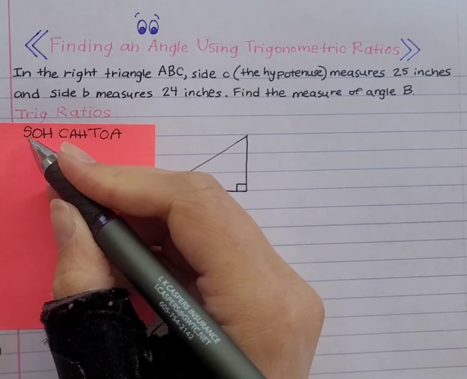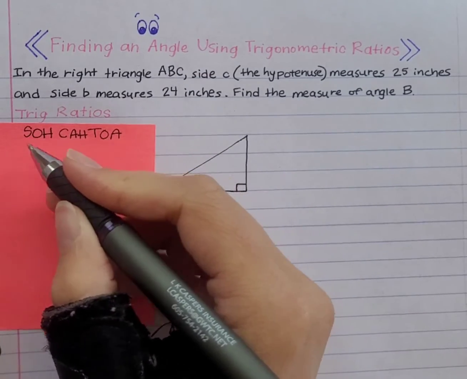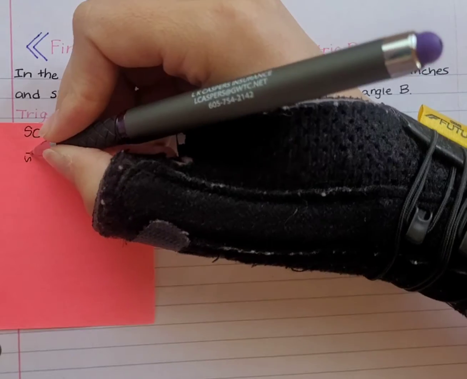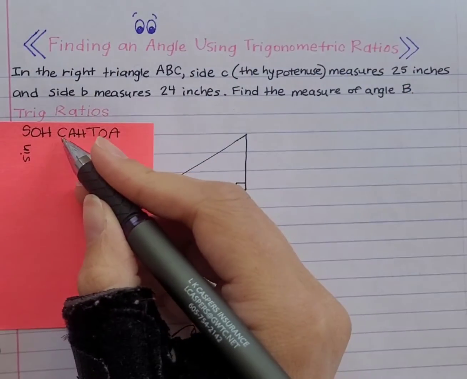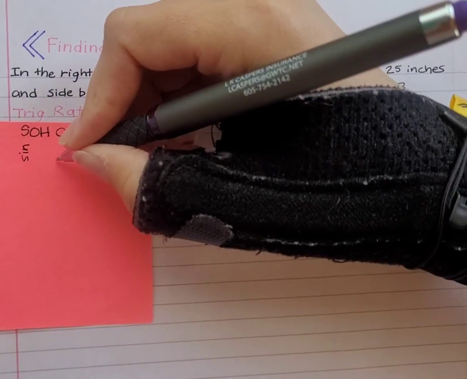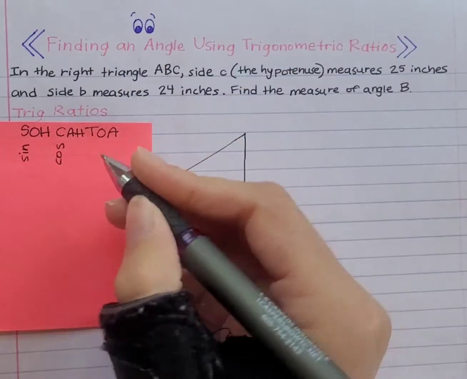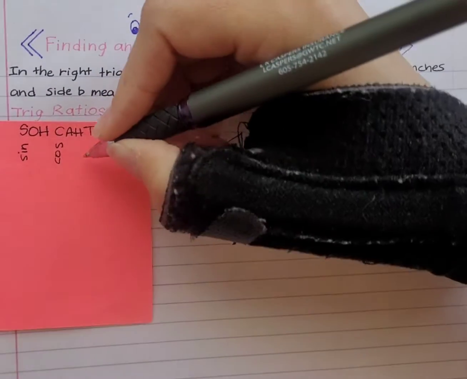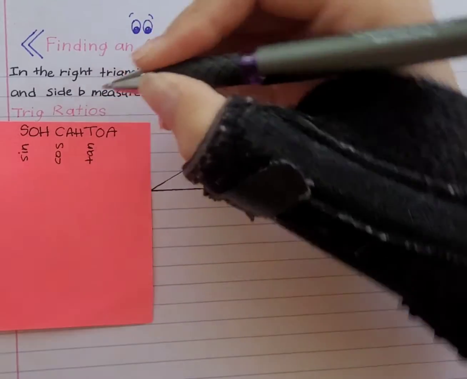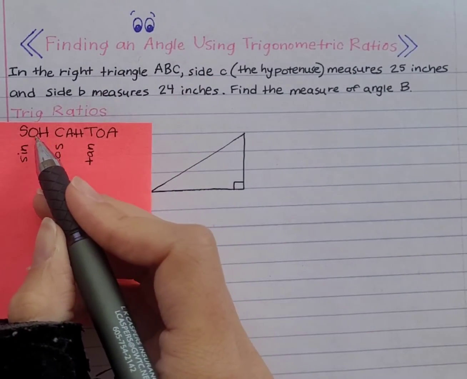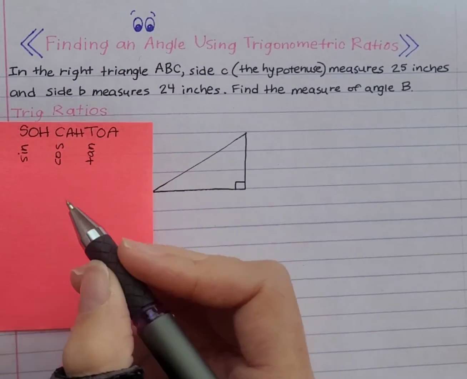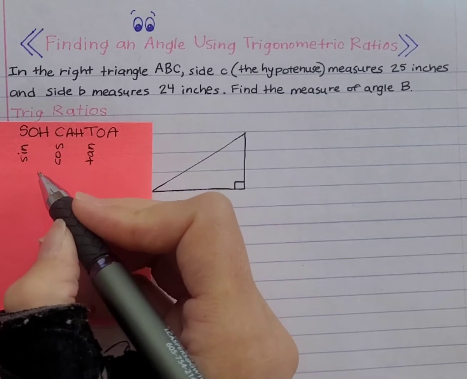So let's review. The S in SOH stands for sine. The C in CAH stands for cosine. And the T in TOA stands for tangent. Now, the letters that follow are our ratios.